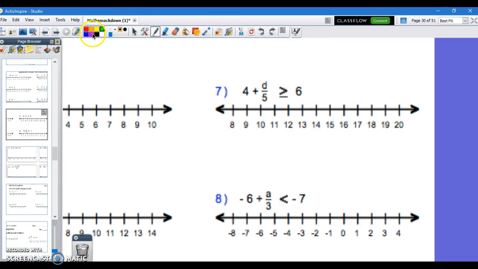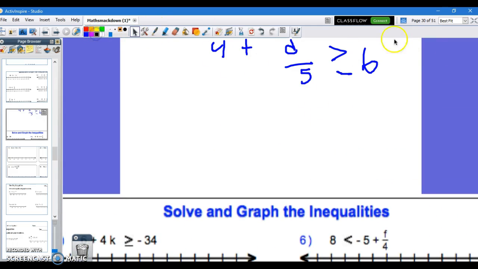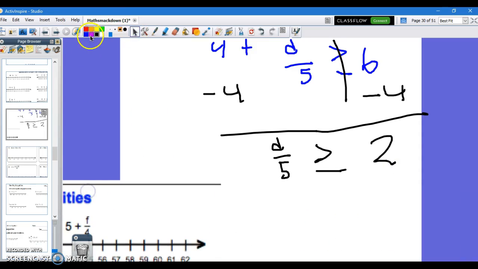All right, so for this one, I have 4 plus d over 5 greater than or equal to 6. Okay? Just move that out of the way for a second. And here we go. Get rid of the 4. That cancels out. I have my d over 5 greater than or equal to 6 minus 4, which is 2. Right? Move that out of the way again.